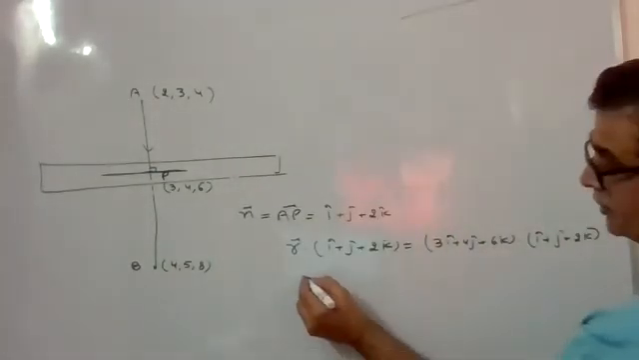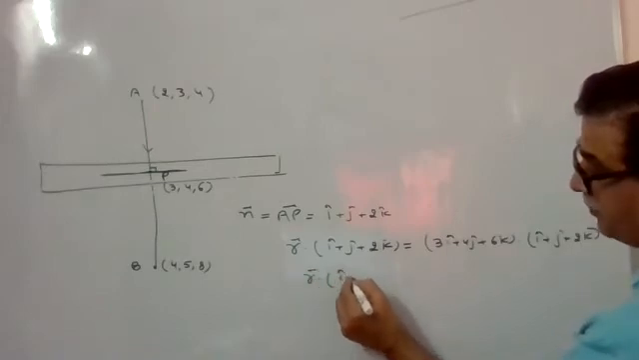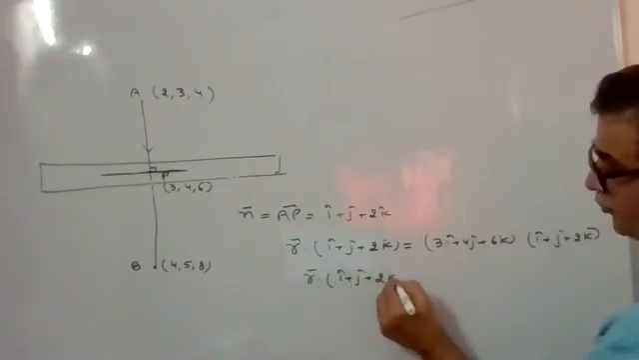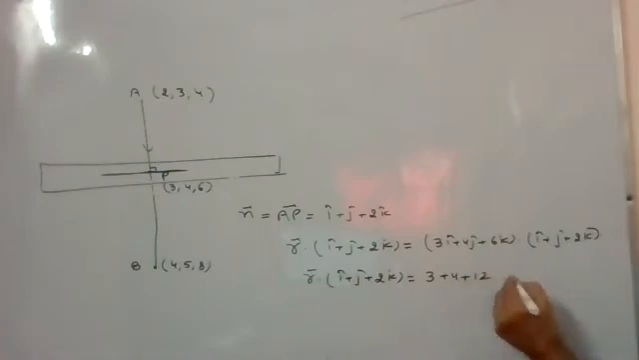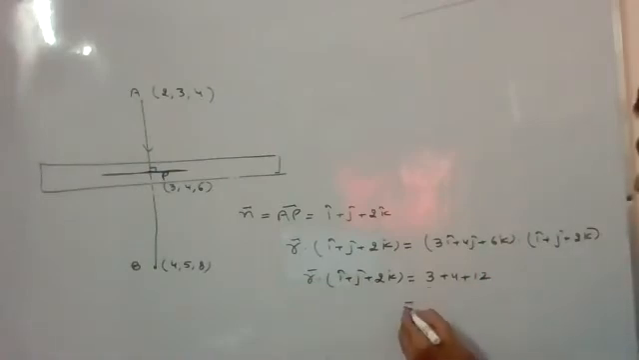Okay, so what is the equation now? R dot (i plus j plus 2k) equals, this will come out to be 3 plus 4 plus 12. 12 and 7, 19. Yes, this is the vector equation.